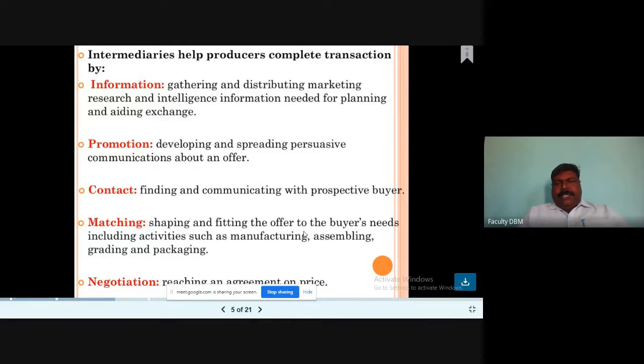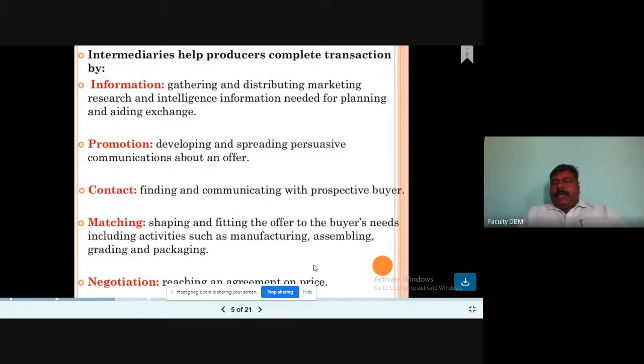So, matching: shaping and fitting the offer to the buyer's needs. You would have seen this 5 rupees, 10 rupees or 2 rupees, whatever he is announcing, it is an offering which fits the individuals around us. This includes activities such as manufacturing, assembling, grading, and packaging. So, even the manufacturer sees that it fits the buyer's expectation. Assembling, when they join the items, they see that it meets the consumer's expectation, what the consumer is expecting from us. Grading, which grade they are going to buy. What type of packaging they need when they buy. So this is about matching.